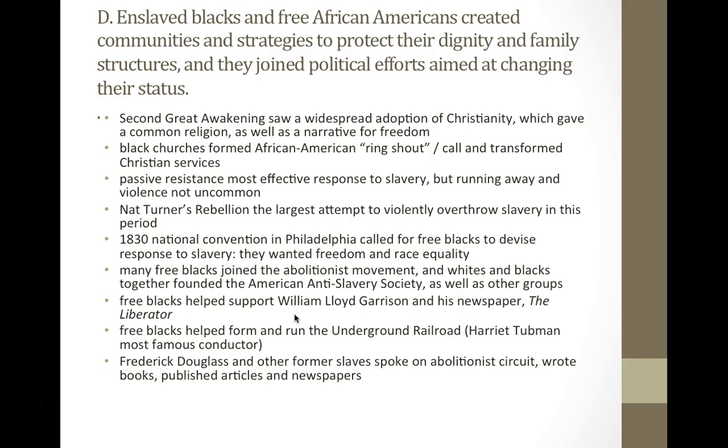We're going to see running away. We're going to see violence. Nat Turner's rebellion obviously being the biggest example, but a lot more often it's going to be the working slowly, breaking things on purpose, that kind of thing.